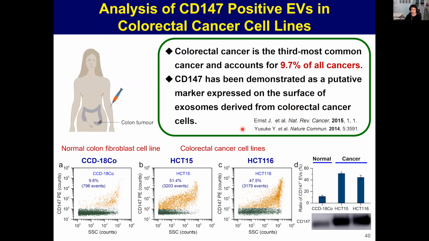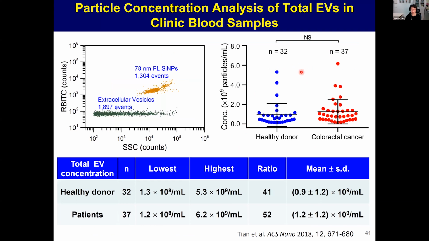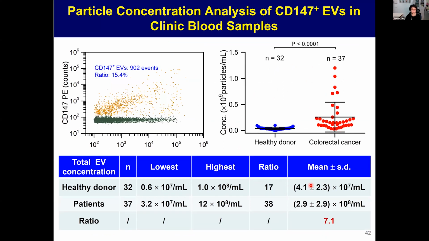Okay, first of all, we measured the particle concentration in the plasma. There are 32 healthy donors and 37 colorectal cancer patients. We don't see a significant difference between these two populations. For individual people, the range of concentration can vary 40 to 50 fold. But later, if we detect the CD147-specific EV concentration, we found a significant difference. It's about a 7-fold difference between the healthy donors and the colorectal cancer patients.